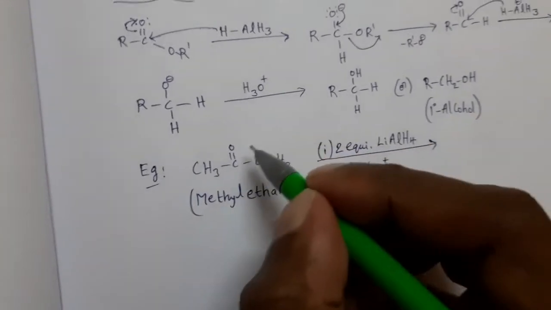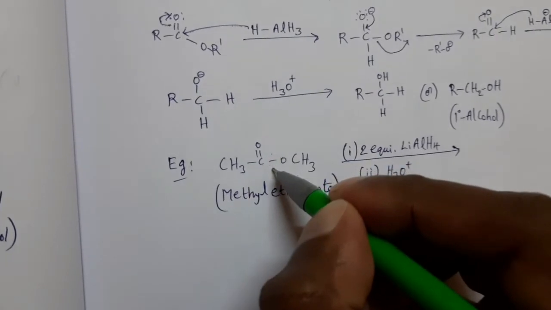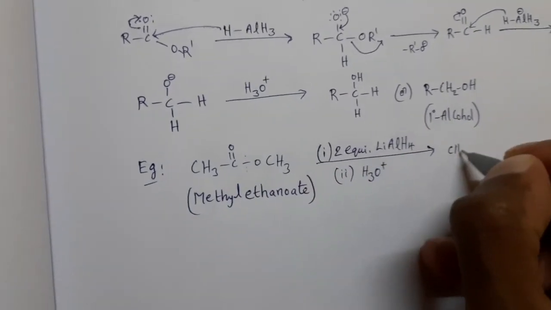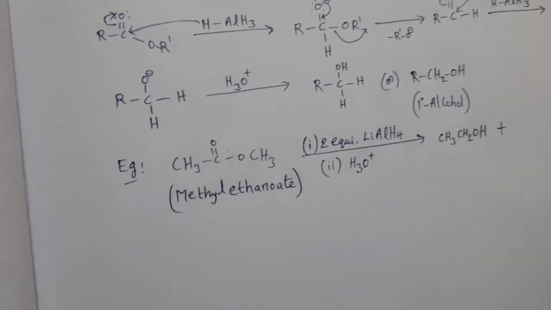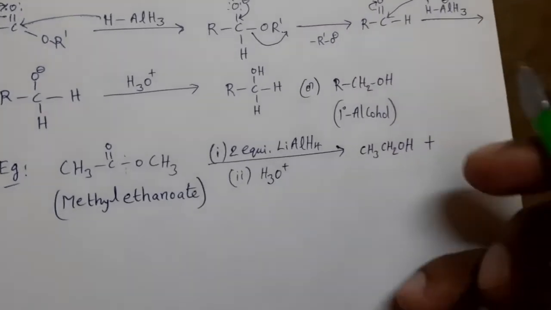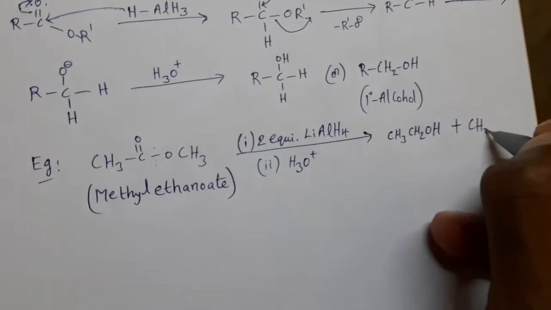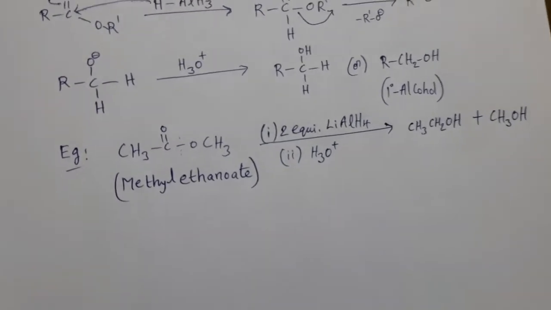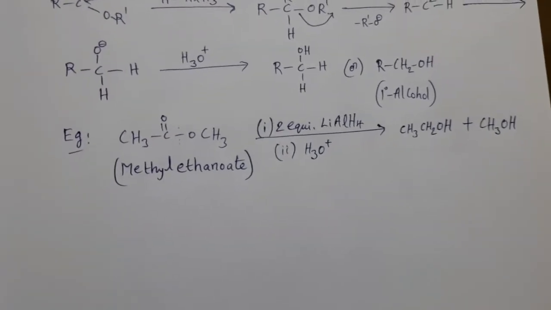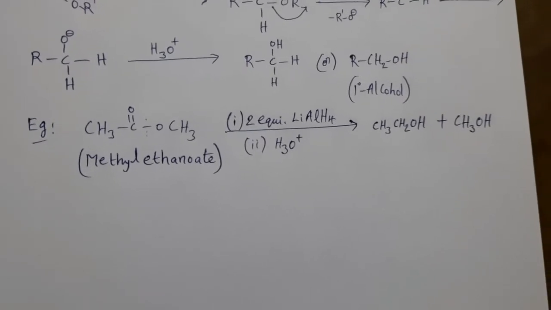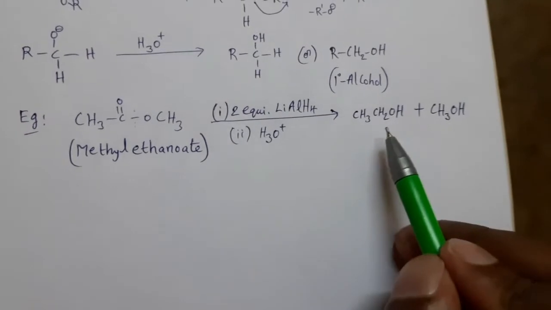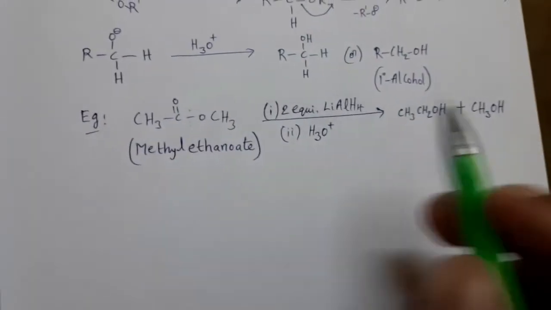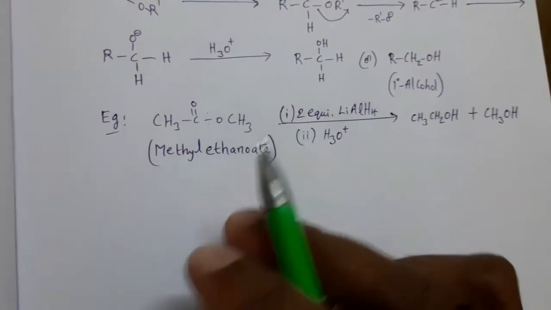Then bond cleavage takes place at this position. We can get CH3CH2OH plus CH3OH. Both are primary alcohols. Sometimes same type of alcohols or different types of alcohols. Here different types of alcohols we got: ethyl alcohol, methyl alcohol. It depends upon the structure of the ester.